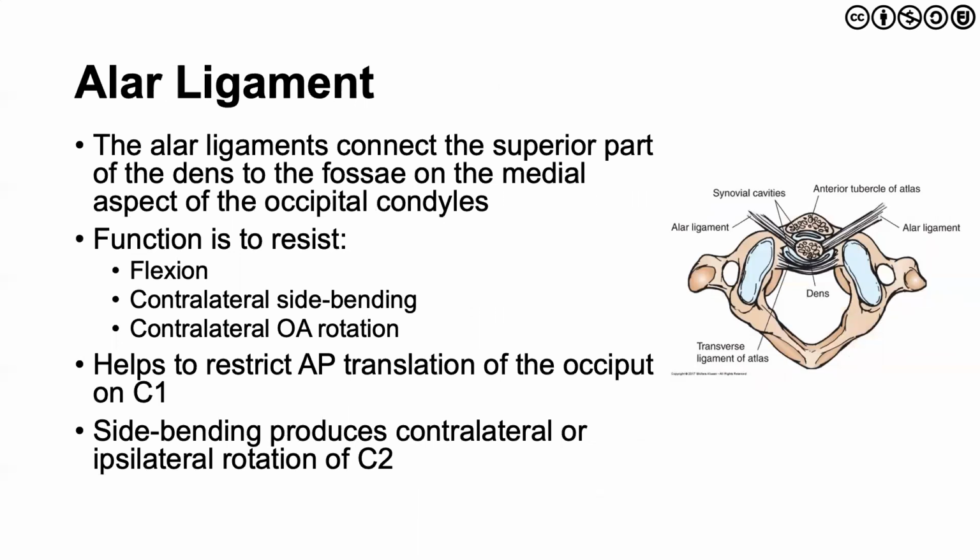The alar ligament is connecting the superior part of the dens actually to the occipital condyles themselves. So it's C2 connecting to the condyles. And the function is really to resist a couple things. Number one, flexion. Number two, side bending and rotation. Again, those are coupled, but it's contralateral. And so side bending will help to produce that contralateral or ipsilateral rotation of C2. And also recognize that it's helping to restrict the AP translation.